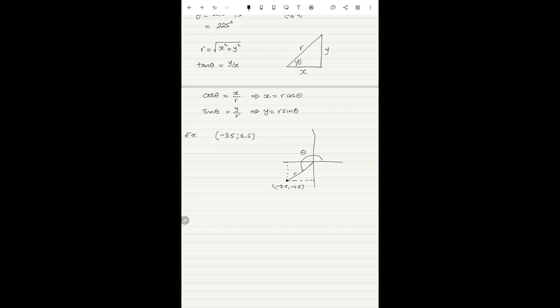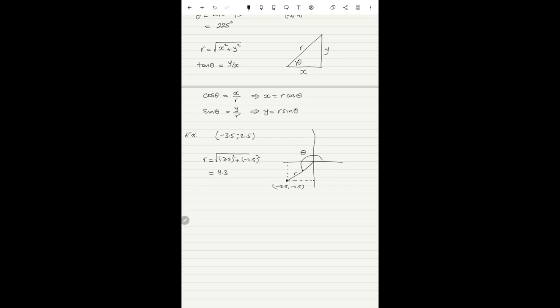So this is theta. To find the polar coordinates equivalent to this point, r in this case equals the square root of minus 3.5 squared plus minus 2.5 squared, which equals 4.3 units.